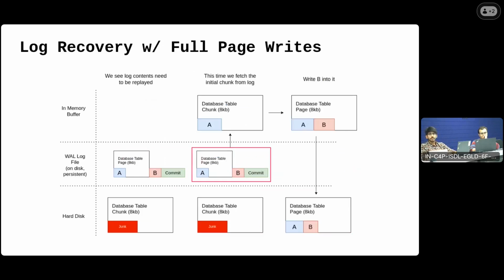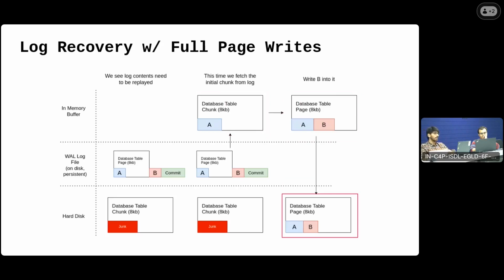So this time, when the database tries to recover, it will notice that there's something in the log. Now, the difference comes from here. Instead of looking at the hard disk to get the initial chunk, it knows that we have written the initial clean state of that 8 KB inside the log itself. So you can see it will get the initial state from the log, write B into it, and write it to the hard disk eventually. And through this, even though our actual hard disk 8 KB chunk was junk, the database is able to recover from it, and we have all our data back. It's in a consistent state.